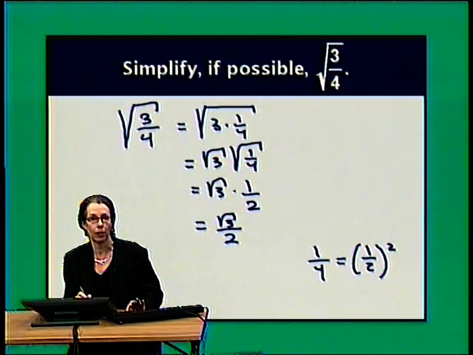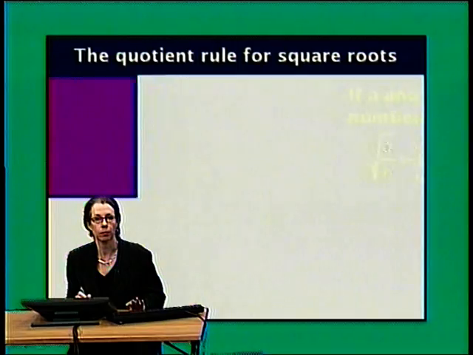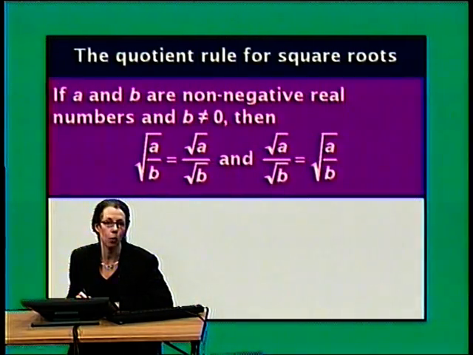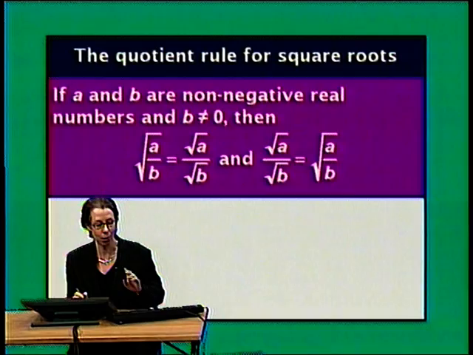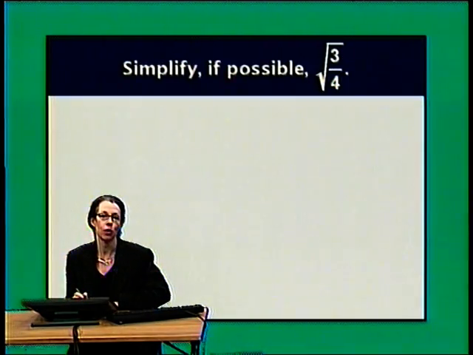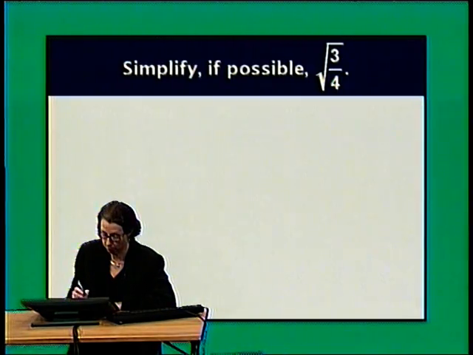Now there's another way to do this problem. We also have a quotient rule for square roots, which says that if a and b are non-negative real numbers and b is not equal to 0, then the square root of a quotient is the quotient of the square roots. We can also go the other way. If we have a quotient of square roots, we can write that as the square root of the quotient. Let's see how we can use that to simplify the square root of 3/4.